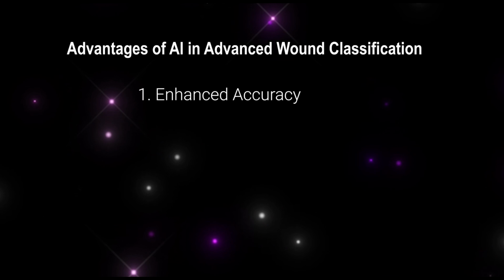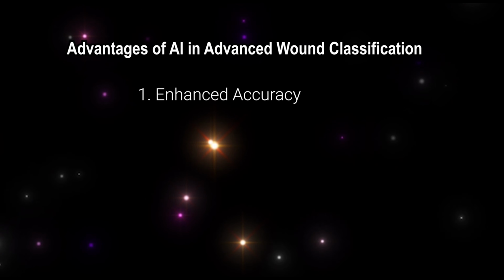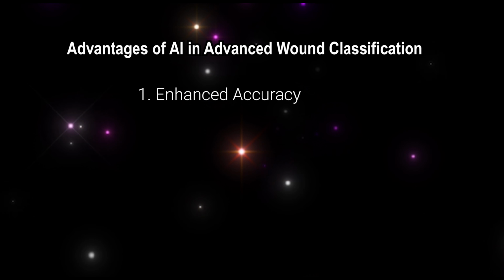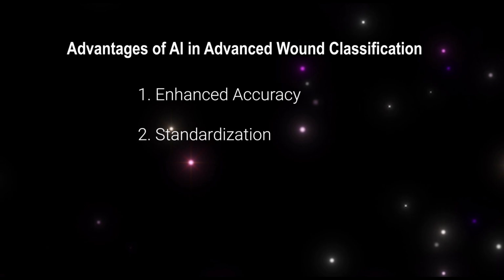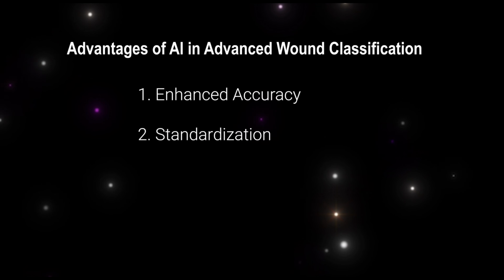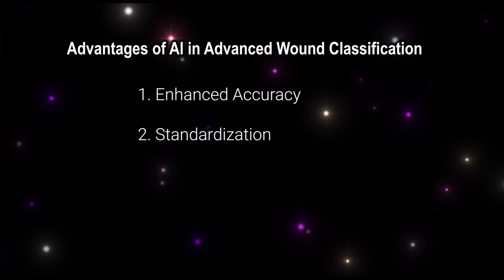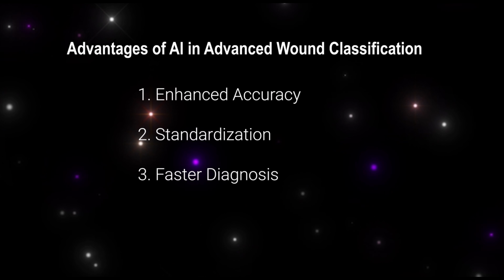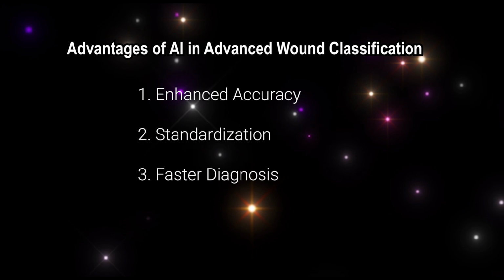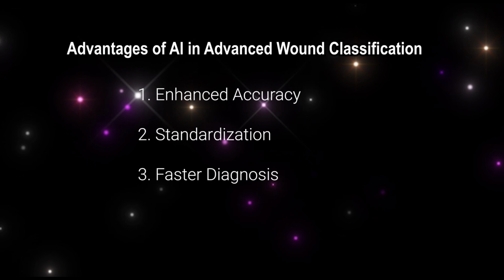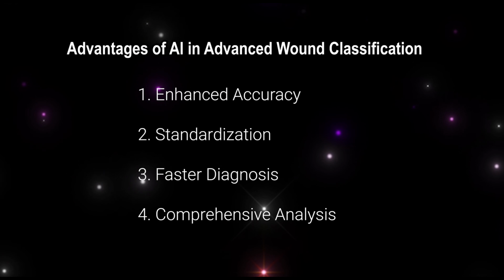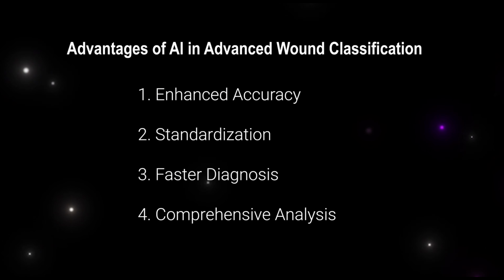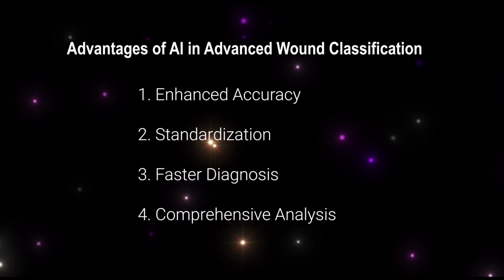Enhanced accuracy. AI detects subtle wound features like texture, size, and depth with unmatched precision. Standardization eliminates inconsistencies caused by subjective human judgment. Faster diagnosis processes data in real time, enabling quicker treatment decisions. Comprehensive analysis combines visual data and wound context to deliver deeper insights into wound types.